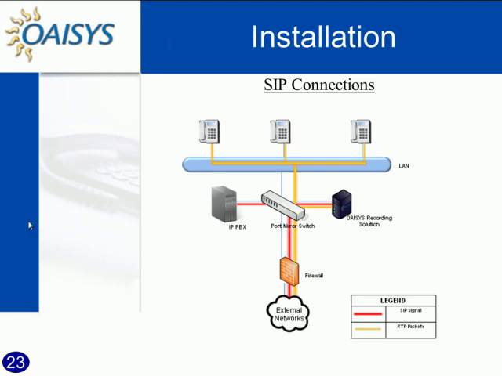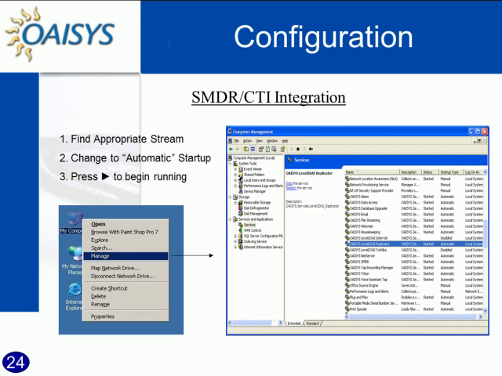So, starting to work then on the configurations. Once we get that server plugged in and powered up, you connect a monitor, connect a keyboard, connect a mouse, we can then start doing the programming side of it. First things first, we need to tell the server what sort of PBX it's going to be integrating with. So once the OAISYS server has booted up, we would go to the services menu and we're going to tell it the type of SMDR or CTI integration to be aware of.